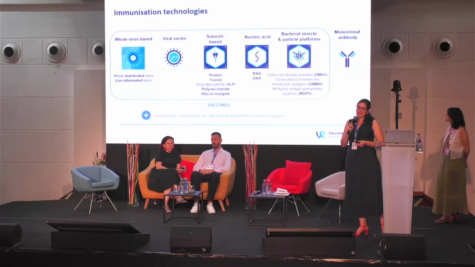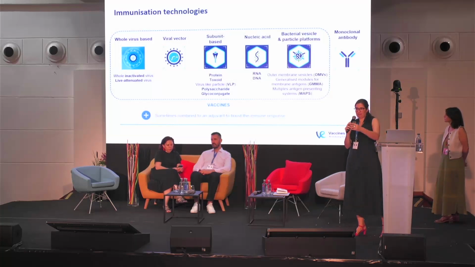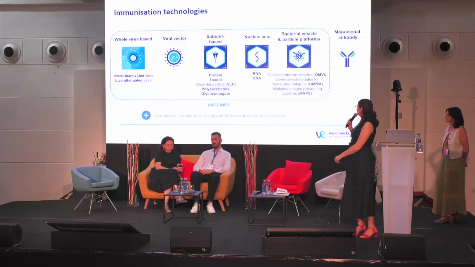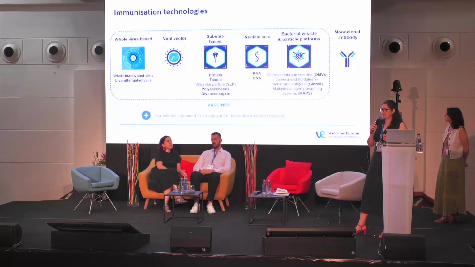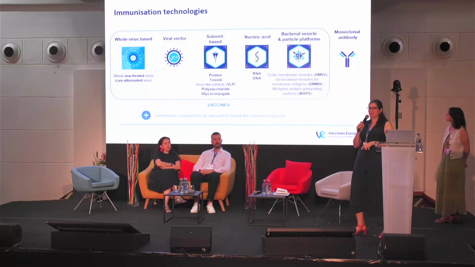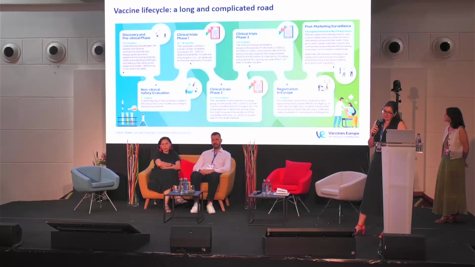And then there's what we call bacterial vesicle or particle platforms. It's basically mimicking what the bacteria does and the bacteria shape, so the body recognizes it and mounts a response. And then finally, so all of those are vaccines, and we have the monoclonal antibodies I was talking about. Sometimes you can combine these with an adjuvant. What the adjuvant does is to really show the body, hey, this is the piece you need to build a response to. And so it's particularly useful when you have just a small piece of virus or bacteria, a protein, to elicit the response, because otherwise it would get lost in the picture.